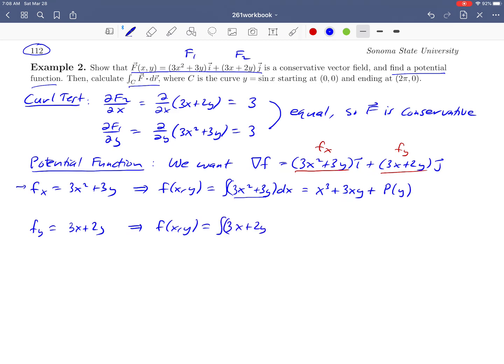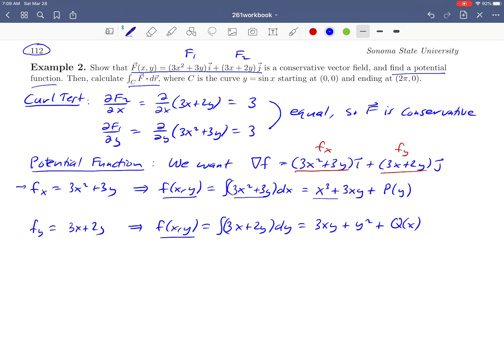Okay, and we're going to repeat the same idea, just integrate back to get our function, this time with respect to y, 3x plus 2y dy. And so we need an antiderivative, and this time we're treating x as a constant. So when we integrate 3x with respect to y, we're going to get 3xy, and then integrate 2y, we'll get y squared. And we're going to add a plus c, but this time our plus c may very well contain x's in it, so we'll write it as q of x.